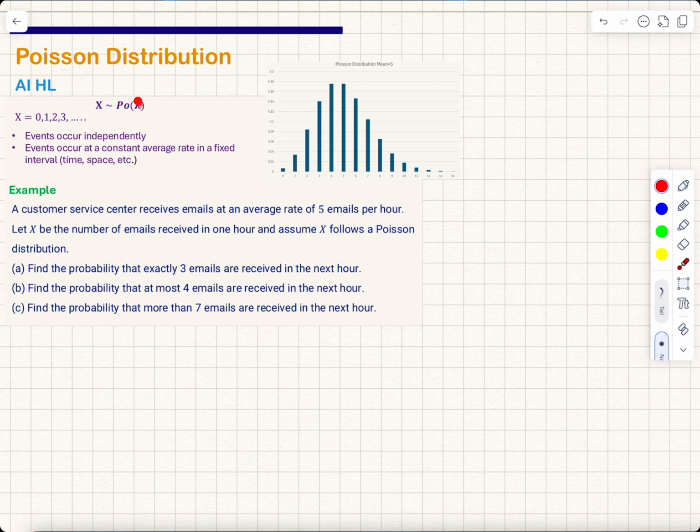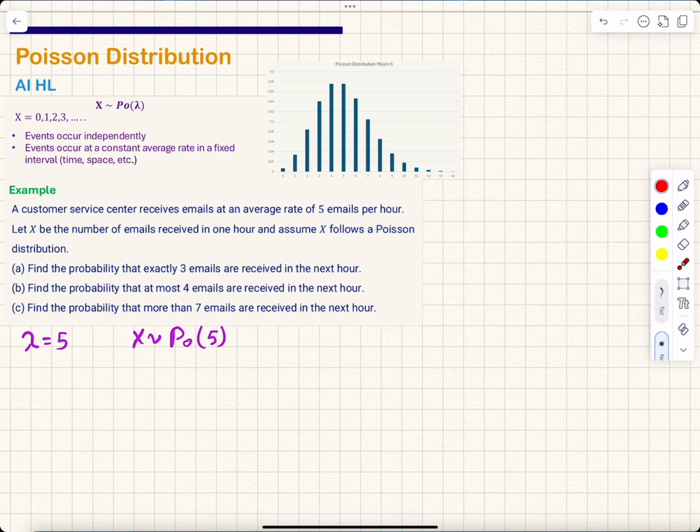This is the notation for Poisson distribution, where this letter here, lambda, is the parameter of the Poisson distribution, or it's the mean in the distribution. In our example, since we have a mean or an average rate of 5 emails per hour, then lambda will be 5. Here, as you see, x is the number of emails received in 1 hour. So x belongs to Poisson distribution with an average of 5 per hour.